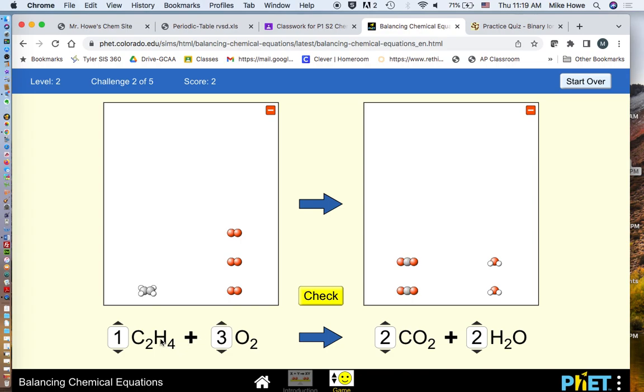Let's check. We've got 4 H's, 4 white ones, 1, 2, 3, 4. 4 white ones, 1, 2, 3, 4. 2 O's here, 4 O's there, makes 6. 3 times 2 is 6. So we should be good.